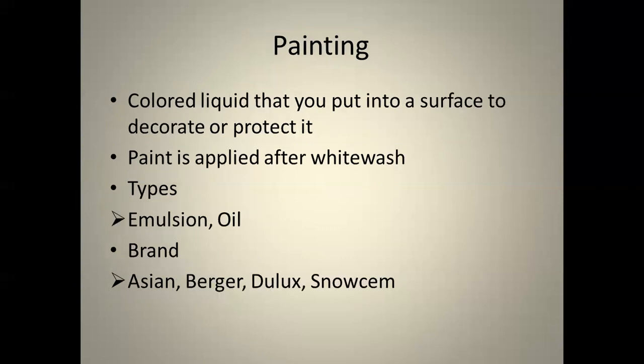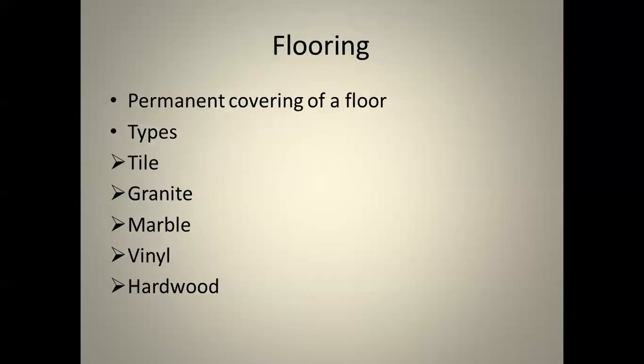Another one is painting, that is to decorate or protect the surface. Types we have are emulsion paint and oil paint. Emulsion can be used for internal and external. Oil can be used only for the internal. And Asian Paints, Berger, Dulux, Snowcem, Nippon are the brands.